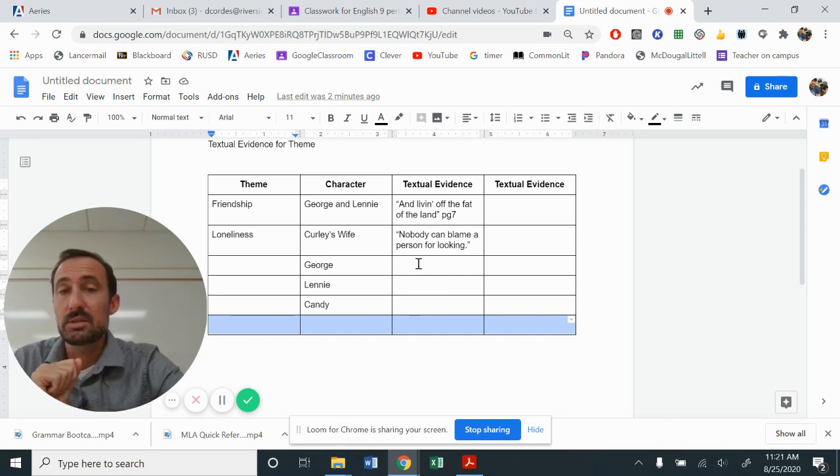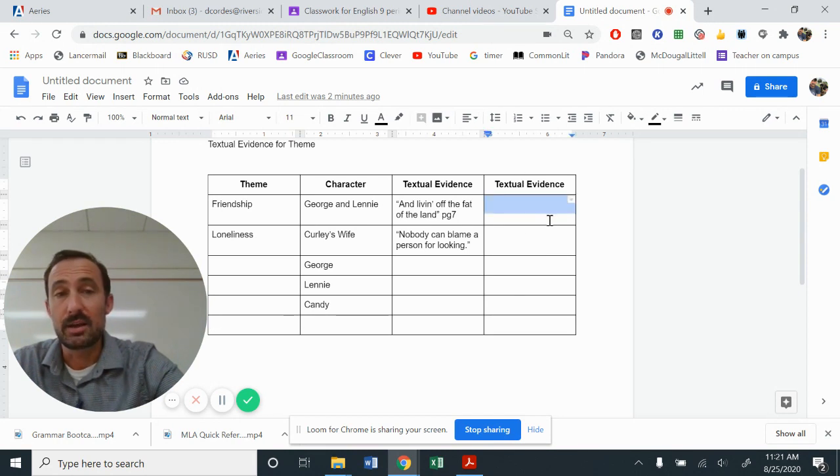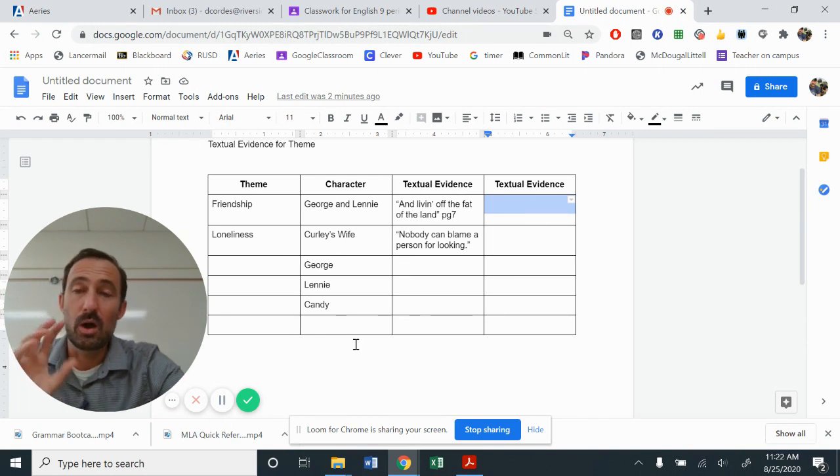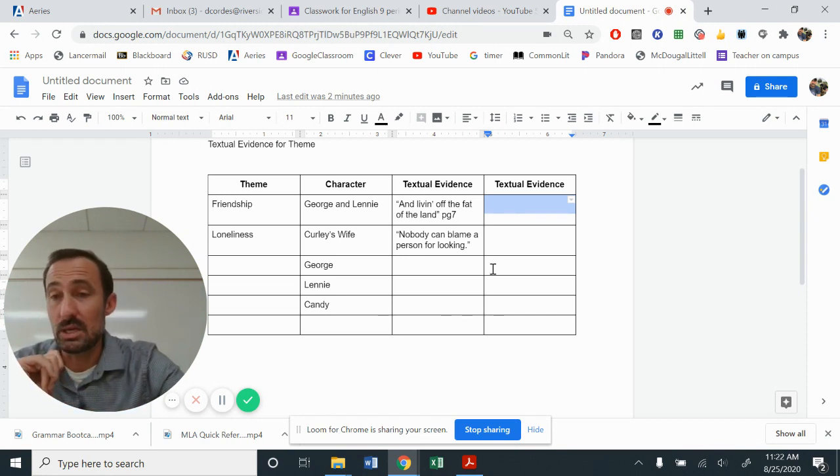Okay. What is the piece of textual evidence you have for George, Lenny, and Candy in regards to loneliness? And then find that other theme word that you have right here and add it in. Okay. If you go through and you find another one, please add it to this column. If you find another item for friendship, please add that in. Okay. Fill in this chart so that you have quality textual evidence as we move into our writing, because you will use these to put together your writing components.